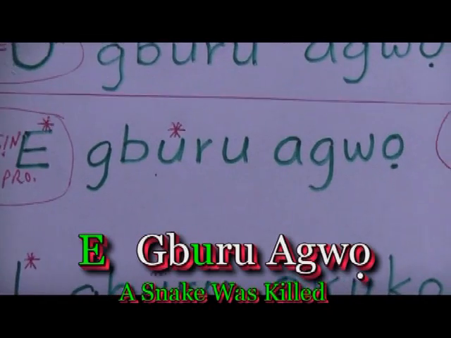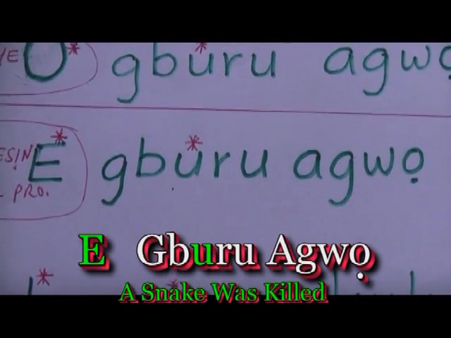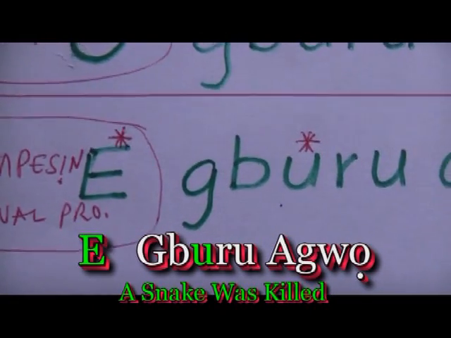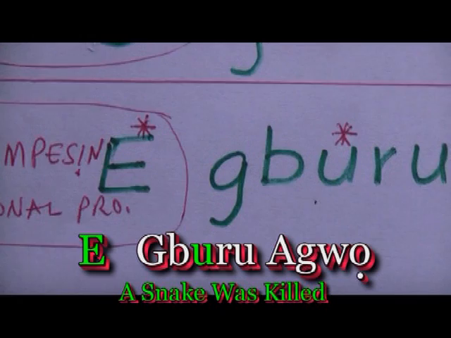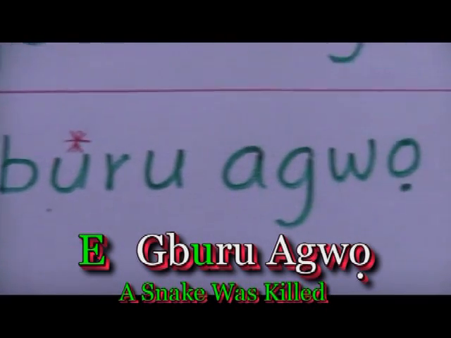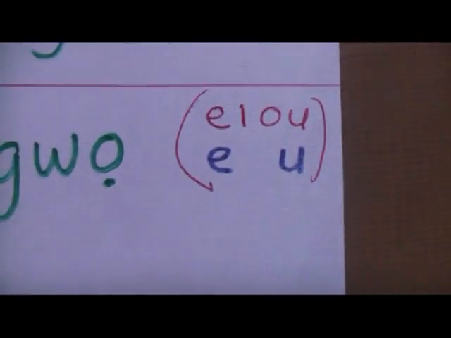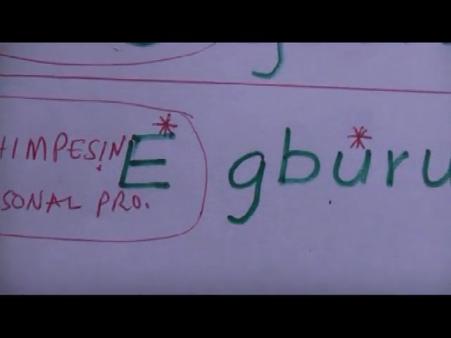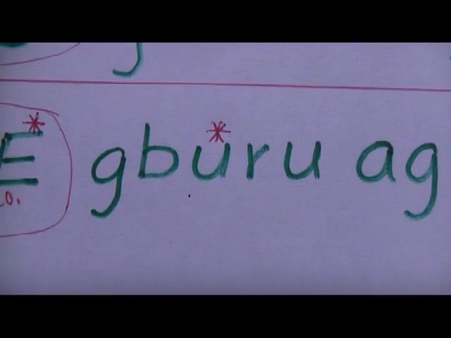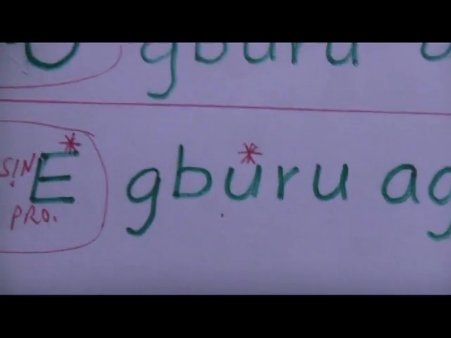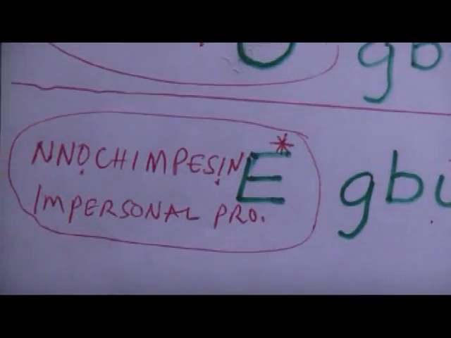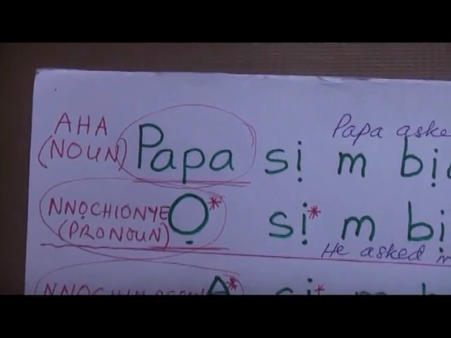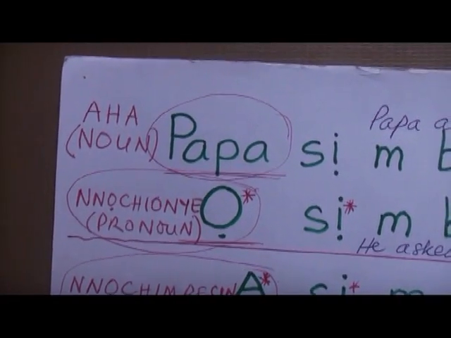Here, egburu means a snake was killed. Can you agree that e agrees with u? E and u, they agree with each other. They belong to the same family. E agrees with a, e, o, u. A gburu agwọ. So this is what we call ndakọrịta ụdaume. You will meet this phenomenon quite a lot in the Igbo language. Let's go further with aha and the nnochi.